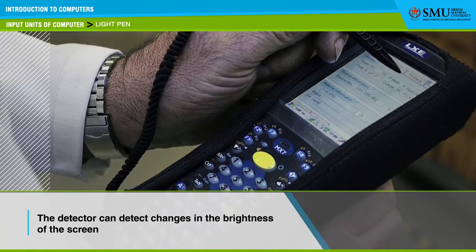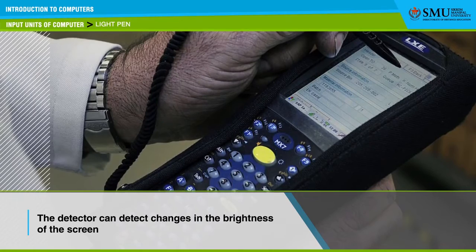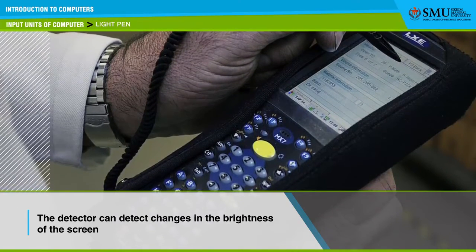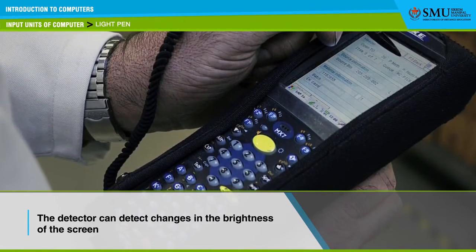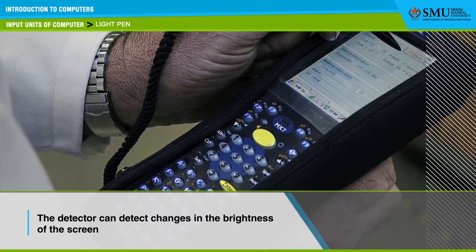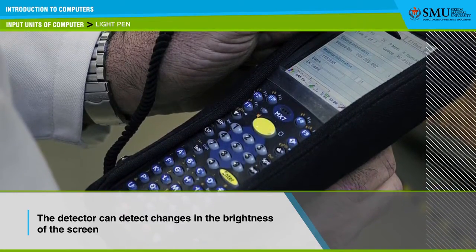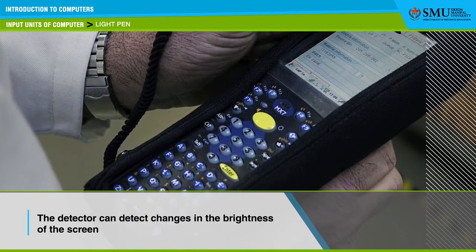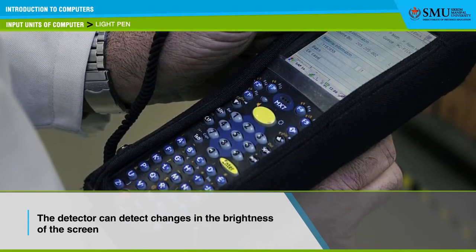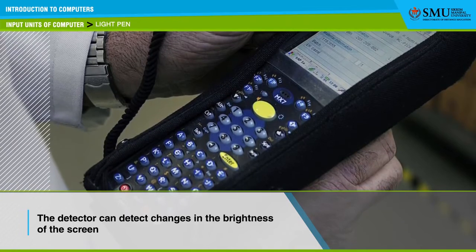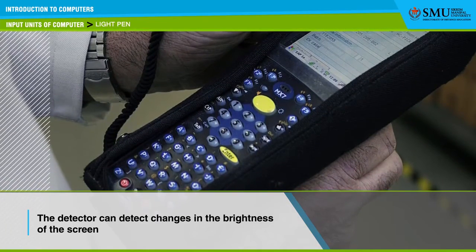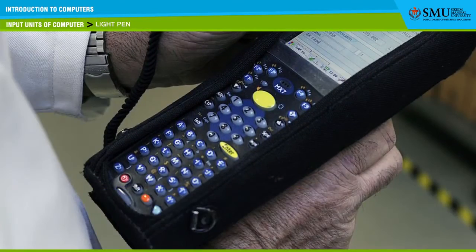The light pen has a photodetector at its tip. The detector can detect changes in the brightness of the screen. The light pen is externally connected to the computer by a cable. When the pen is pointed at a particular point on the screen, the point is scanned and the photodetector detects the change in the brightness and sends electrical pulses to the computer.